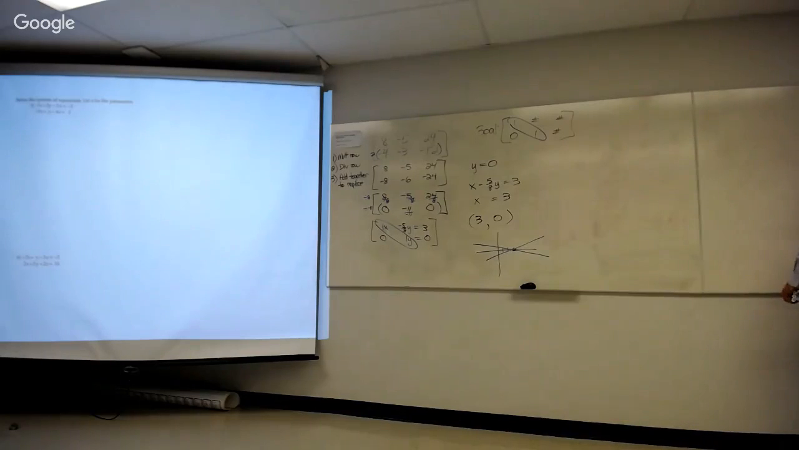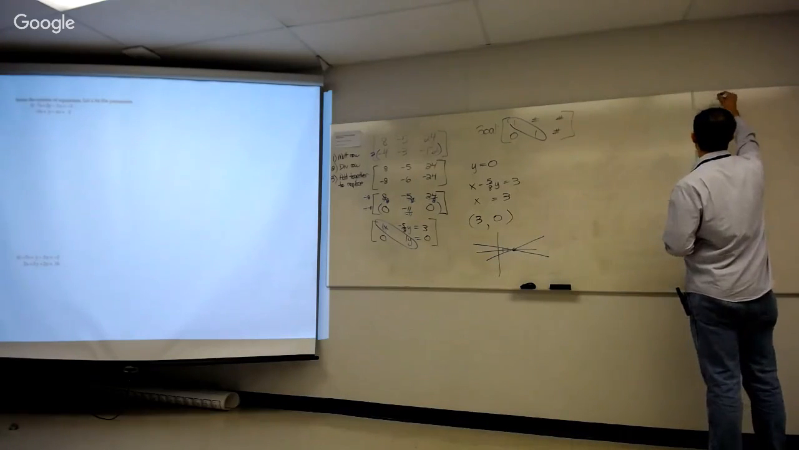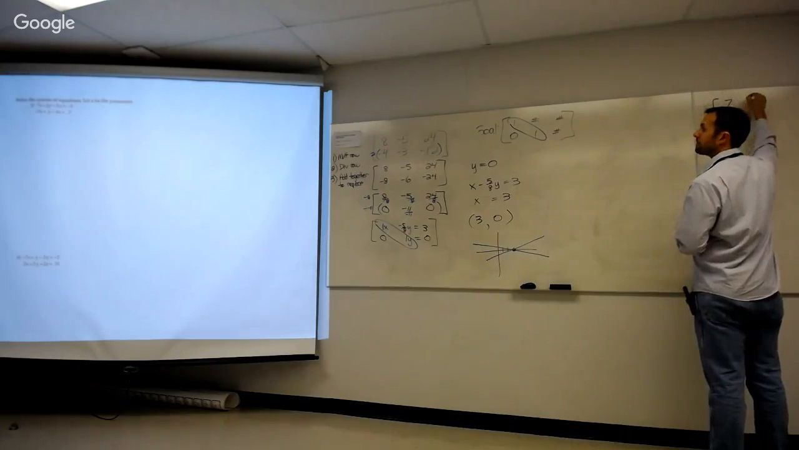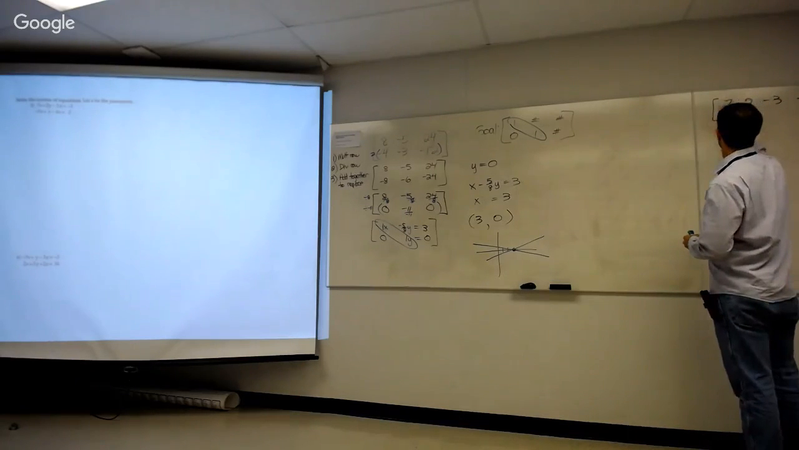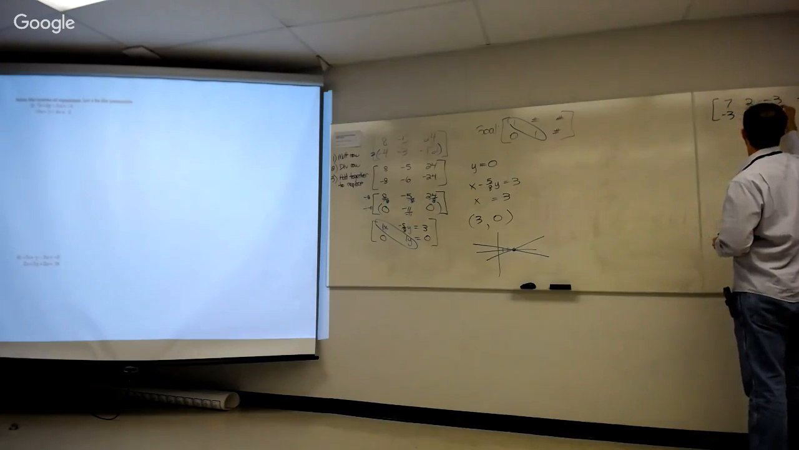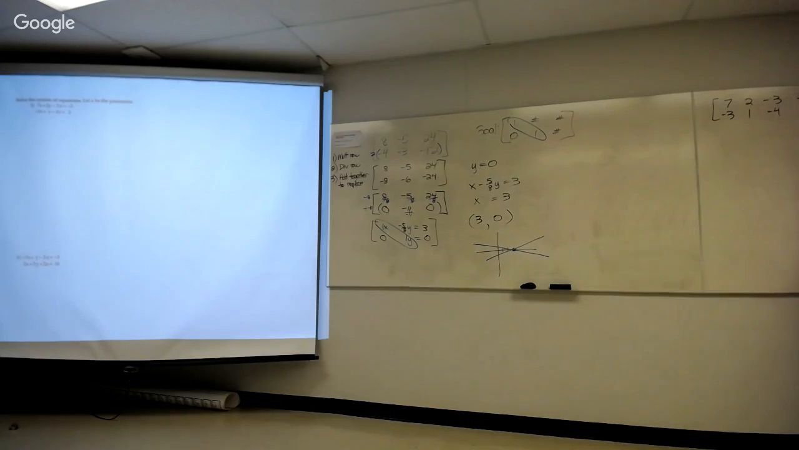Now, what is the matrix for number 5? 7, 2, -3, and -3. And? -3, 1, -4, and 2. Great. What is echelon form for this? What's our goal statement? Isn't it 0? 1, 0.